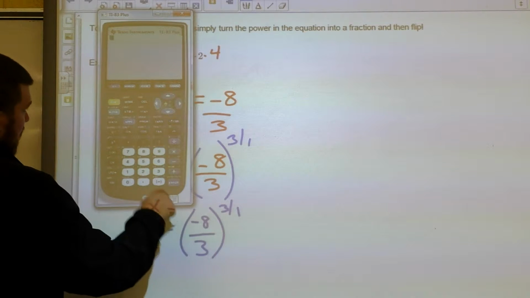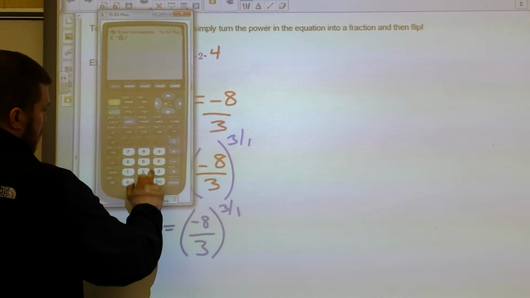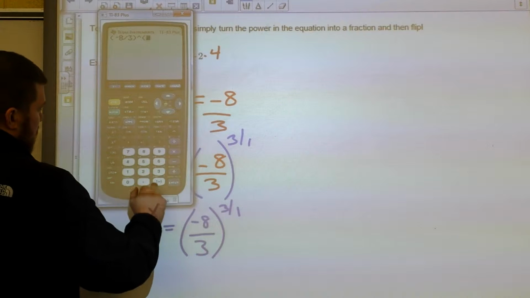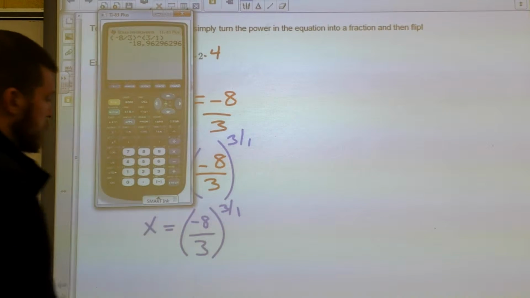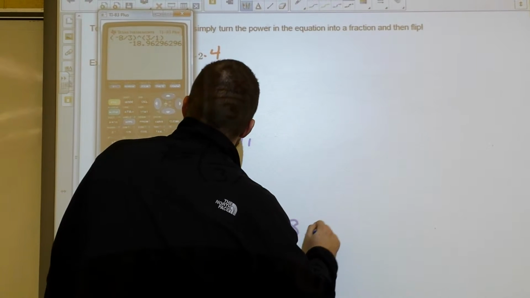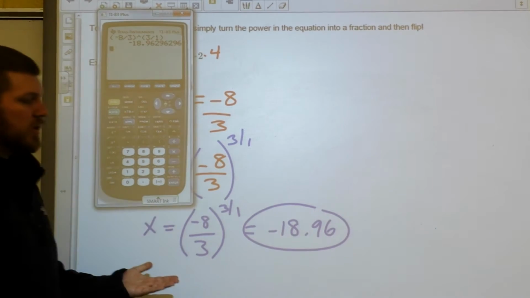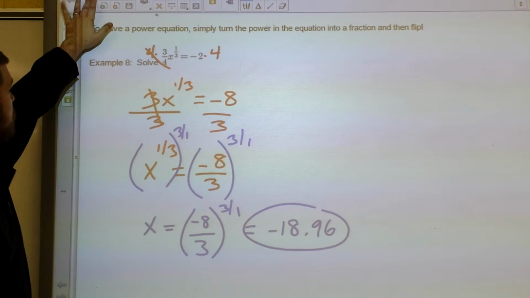I'm going to type it in exactly the way it looks. Since negative 8/3 is a fraction, it goes in parentheses. That's super important. Don't forget that. And I have a fraction for a power, so that needs to go in parentheses as well. Don't forget that. And I get a decimal, so let's go 2 decimal places. So x is about negative 18.96. Okay? It didn't really get too much cleaner, but this decimal definitely looks better than this nasty fraction.